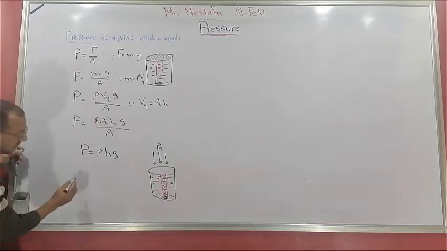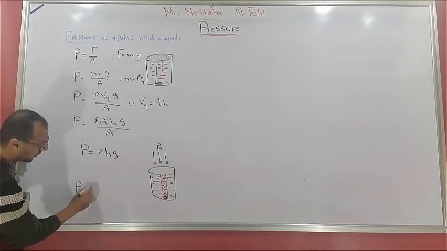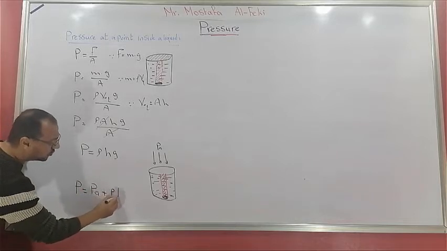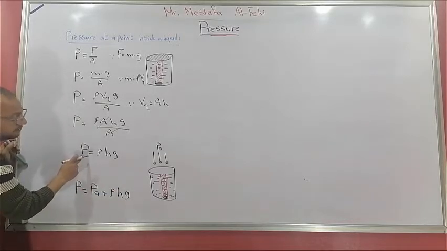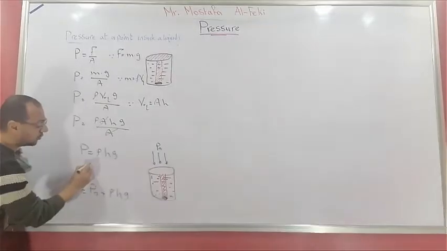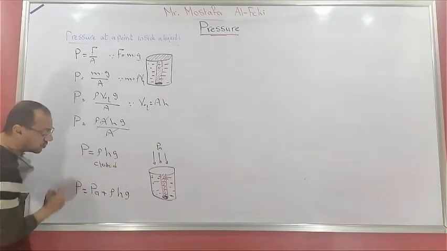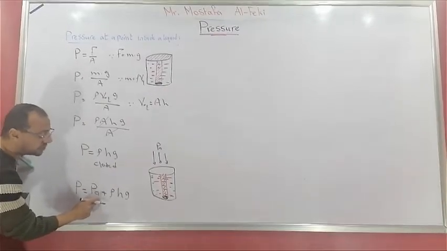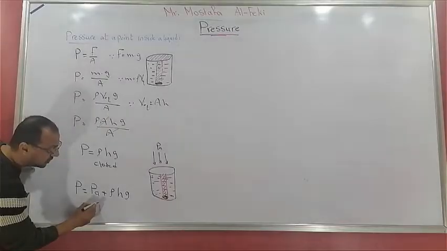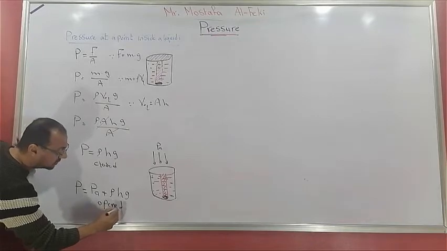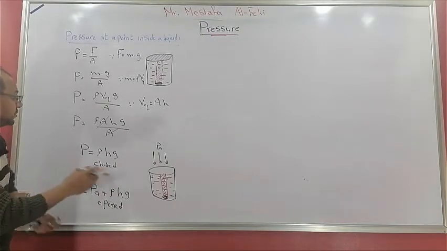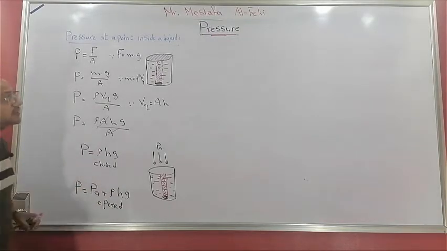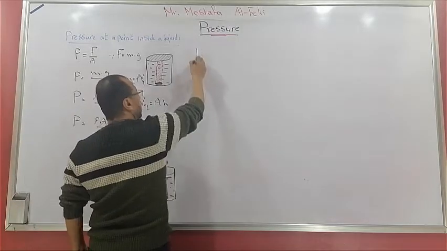Then pressure equals PA plus rho hg. So pressure equals rho hg when the container is closed. Pressure equals PA, atmospheric pressure or the air pressure, plus rho hg when the container is opened. So what is the relation between each quantity and the pressure?